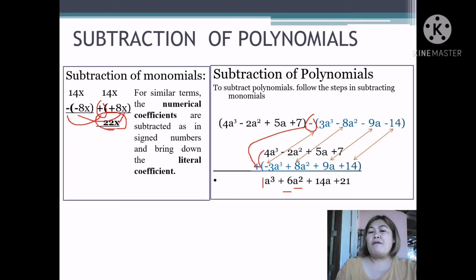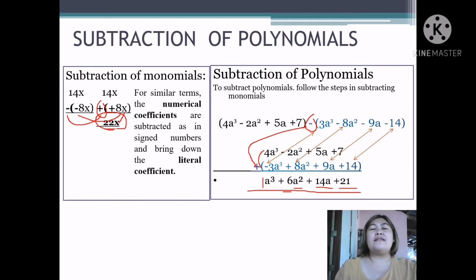And then 5a plus 9a. They have the same sign, so we will add. So that is 14a because we bring down a. And then 7 plus 14 is 21. So therefore, our answer is a cubed plus 6a squared plus 14a plus 21.